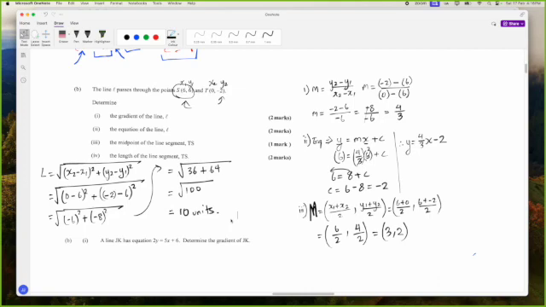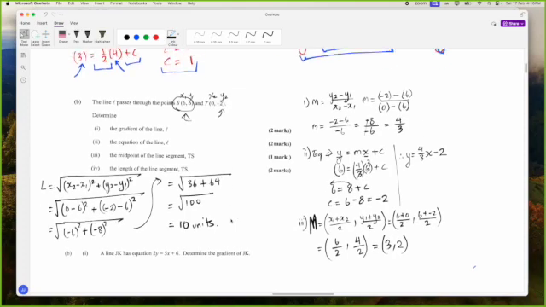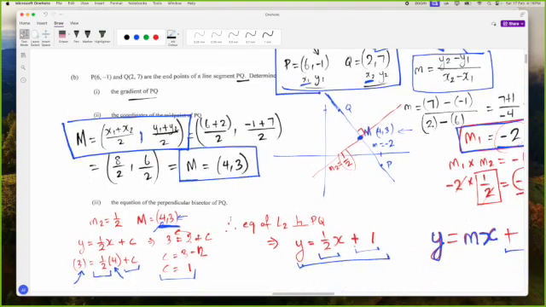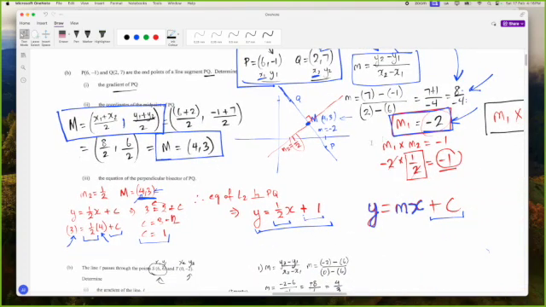So you could see what are the things they'll ask you. Most likely, they're going to ask you to find a gradient. They're going to ask you to find the equation of the line given the gradient or given 2 points. They might ask you for a midpoint. They might ask you for the length of the line. They love to ask you things that will require you to use this perpendicular business.